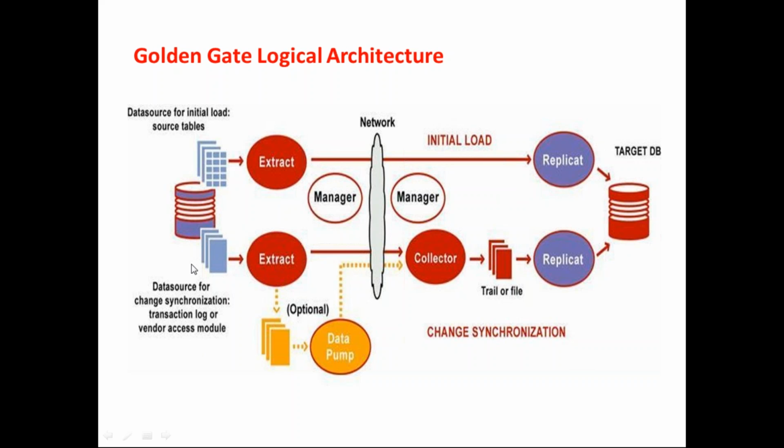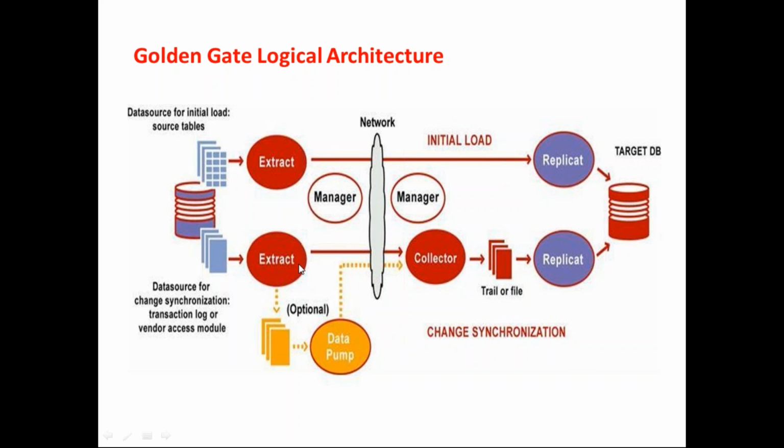Now in case of change synchronization, when we are reading from the redo log files, extract is reading from your redo log files and sending the data. Now there is a collector process in between. There is no source trail file, there is no trail file on the source system in this scenario. It puts the data to the collector. Now the collector is a dynamic process started by the manager, and it will write to the trail file.